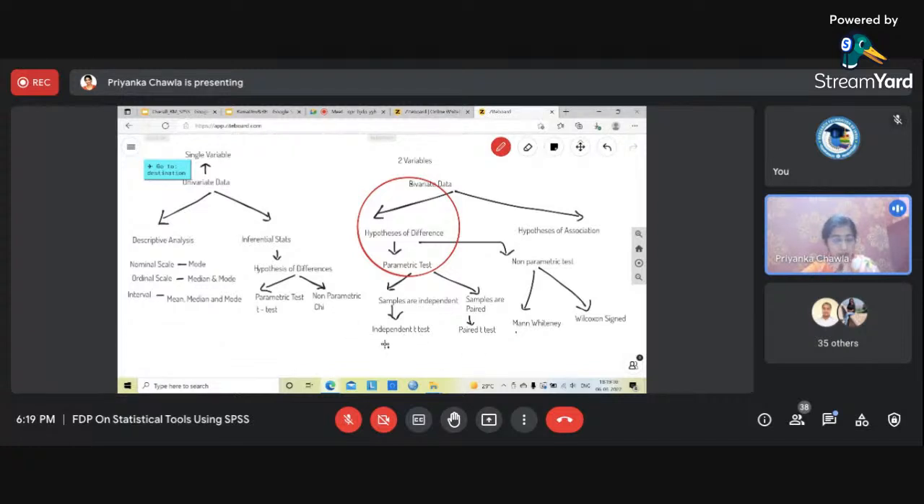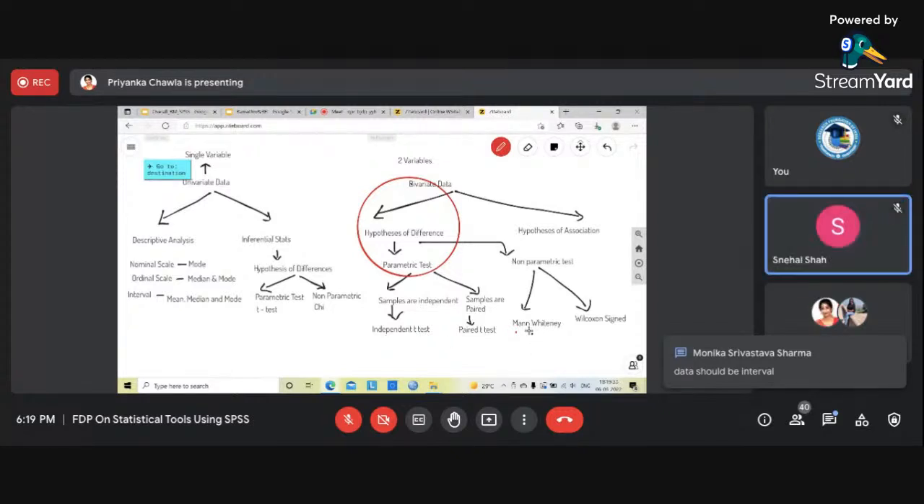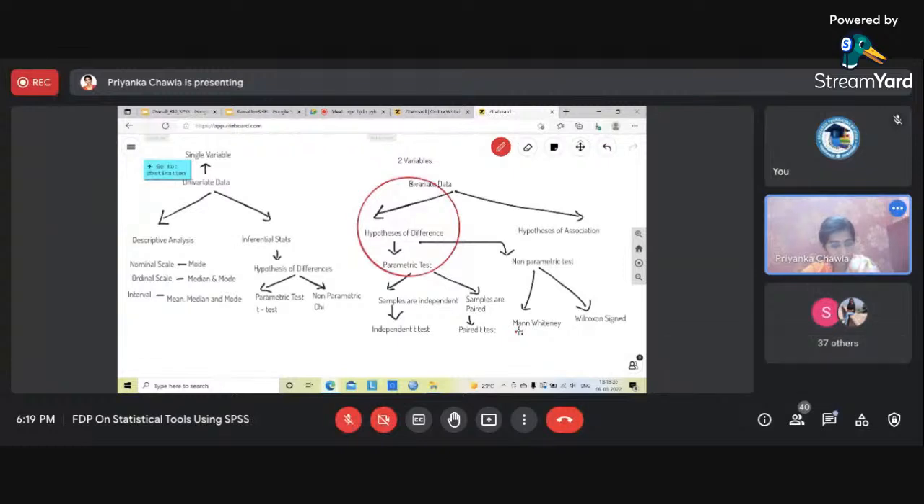What is the condition of the independent t-test? Both variables are independent of each other, there is no dependency, and the dependent variable should be interval and the independent variable should be categorical, right? For Mann-Whitney, the dependent variable should be ordinal and the independent variable is categorical, nominal. Clear?